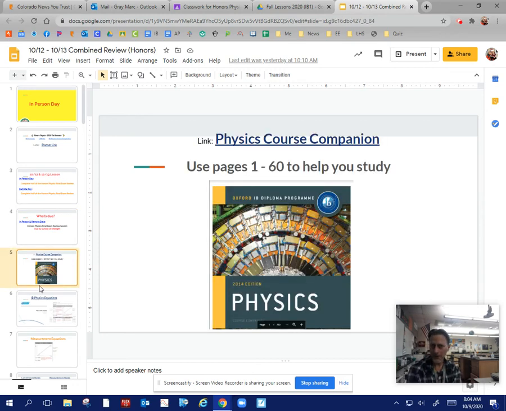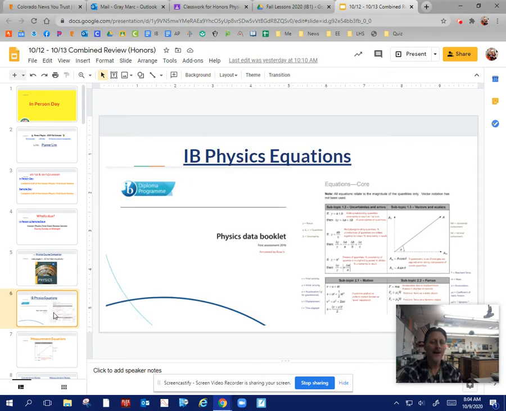As we're working through and reviewing for our final exam, I want to point out that pages 1 through 60 in the online textbook, the PDF of the textbook, there's a bunch of good resources in there. I'd recommend that you open up that textbook while you're doing your work and just flip through those pages and notice what topics relate to the questions at hand. And when you're struggling with them, it gives you something to look at. We also would want to have our IB physics equations handy, ready to go. On the test, you will be able to use these equations.